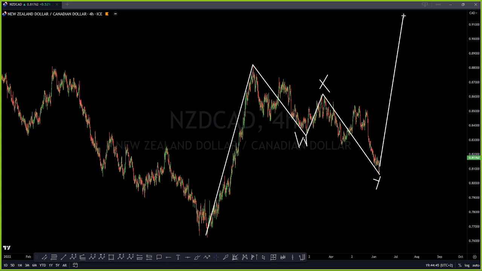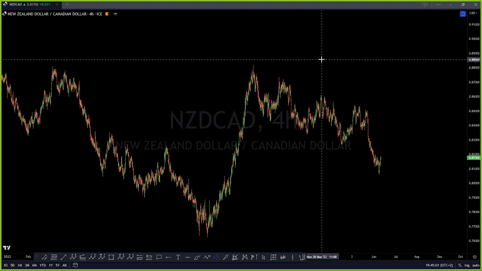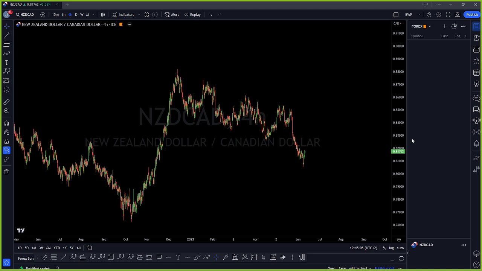It might be time to look for this big move, which is going to be related to this one. This being your A here, wave B here, and then we'll be looking for a wave C. So you might want to just focus on this instrument for the next few months for this big impulsive move that is expected there on New Zealand CAD. Right, so let's look at the commodity pairs.